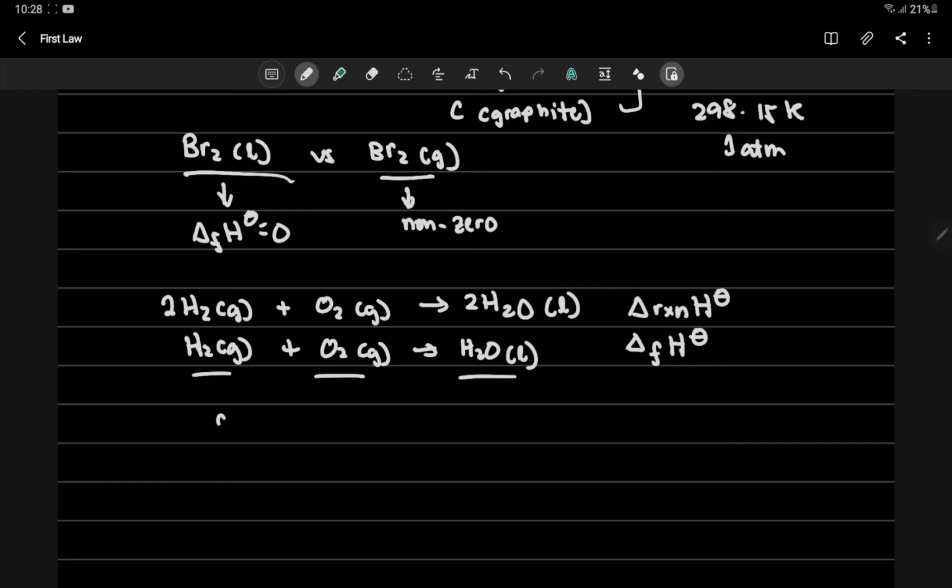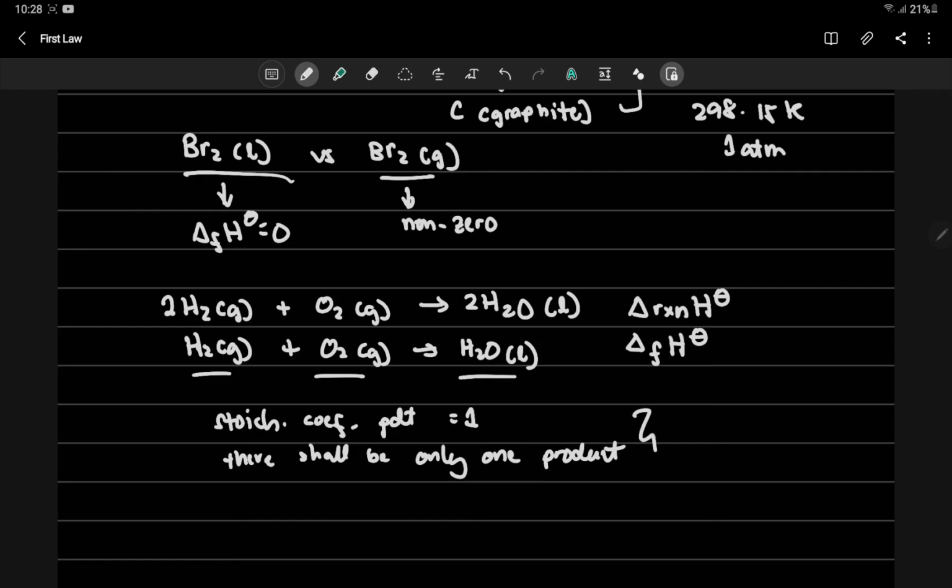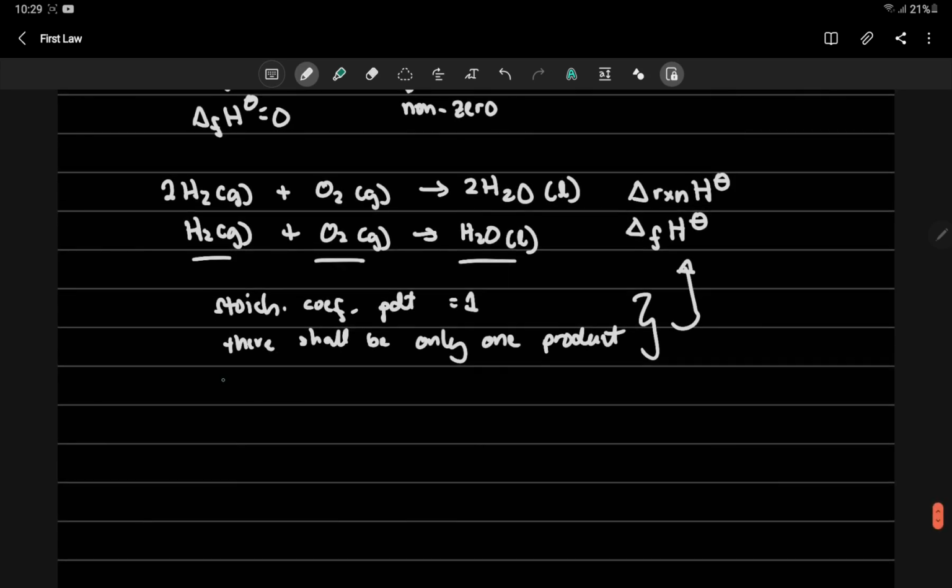The stoichiometric coefficient of the product should be equal to 1. And also, there shall be only one product. Okay? So, ito yung mga requirement para matawag mo siyang enthalpy of formation. Now, yung enthalpy of formation ni water, okay, which is this, is equal to minus 285.8 kilojoule per mole.